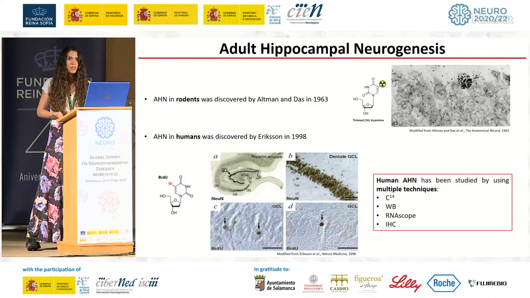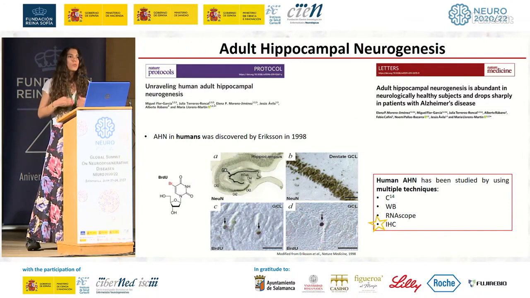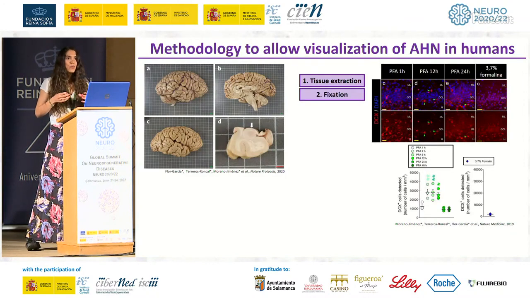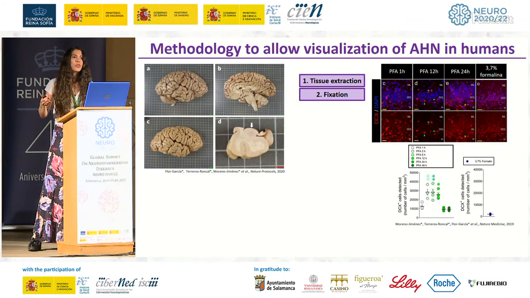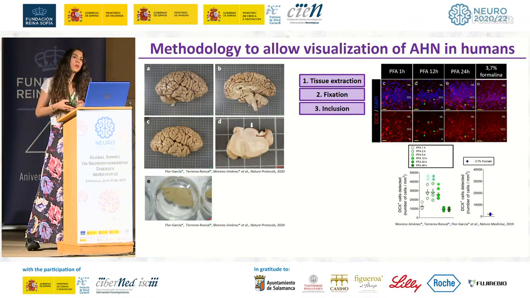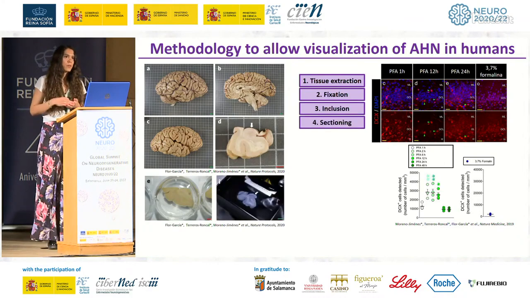RNAscope, and immunohistochemistry. Our laboratory is mainly focused on the immunohistochemistry protocol, and we have worked to develop a robust methodology to study adult hippocampal neurogenesis in post-mortem human samples. I would like to summarize this process a bit. Firstly, we dissected the hippocampus of the brain, and this block of the hippocampus is fixed for 24 hours in 4% paraformaldehyde. As is widely known, prolonged fixation abolishes the visualization of some antibody signal, including most of the adult hippocampal neurogenesis markers. Next, we embedded this block in sucrose agarose, and we sectioned it in a vibratome.